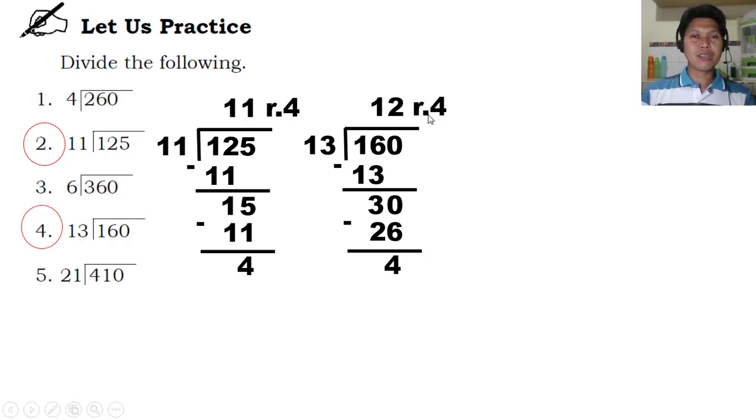So the remainder is 4. So the answer is 12 remainder 4. And finally, subukan natin ang number 5. 410 divided by 21. Ayan, medyo malaki.